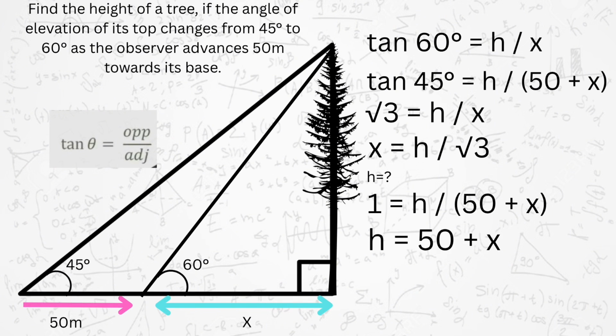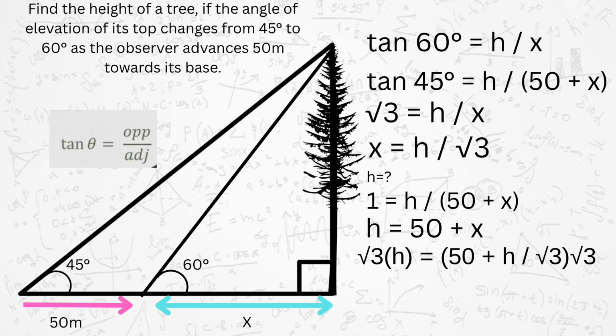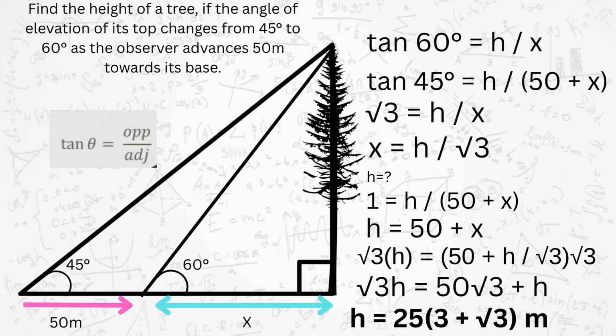Tangent 45 degrees is 1. From this, h equals 50 plus x. Let's substitute x with h over square root of 3, then multiply both sides by square root of 3 to get rid of the fraction. From this, h equals 25 times 3 plus square root of 3 meters.